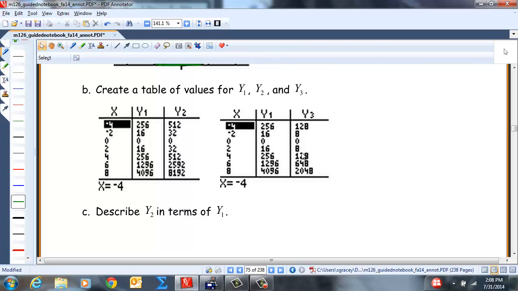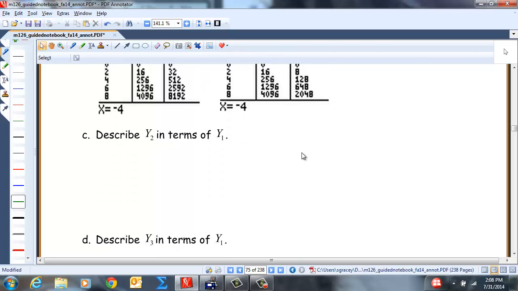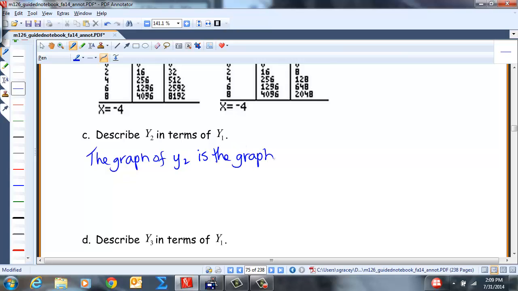So describe y2 in terms of y1. Well, the graph of y2 is the graph of y1 stretched vertically by a factor of 2.